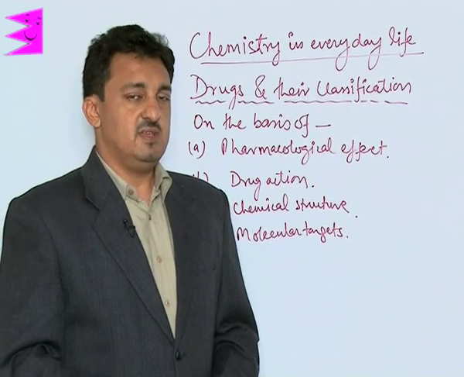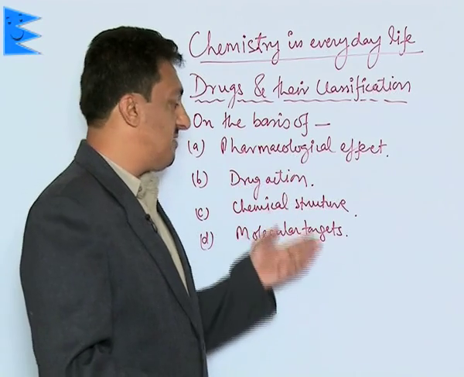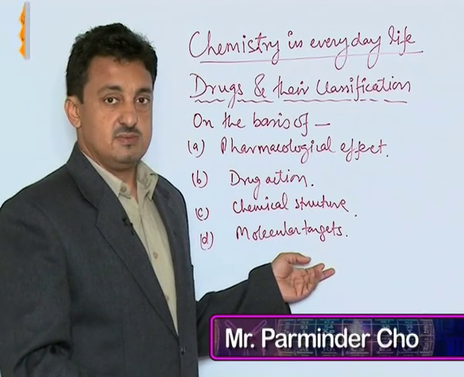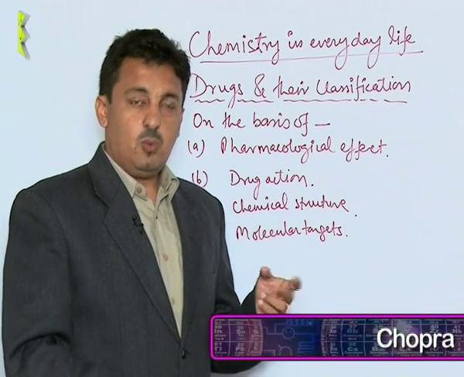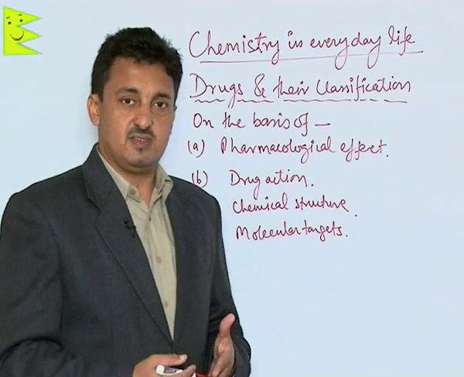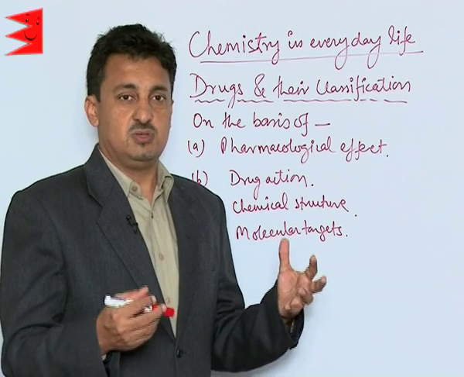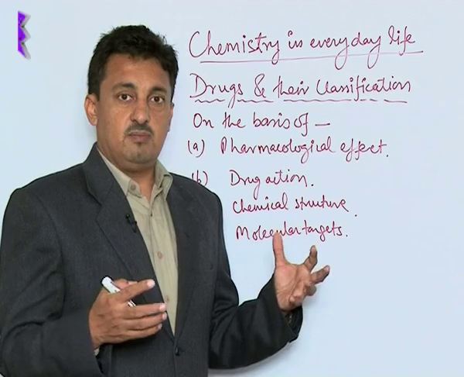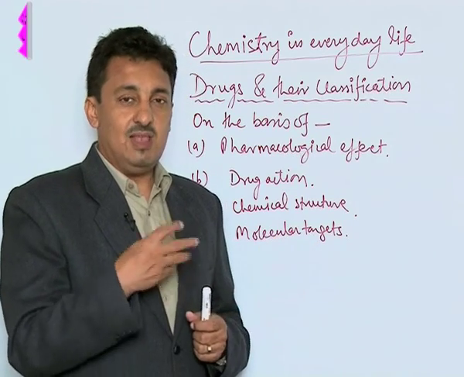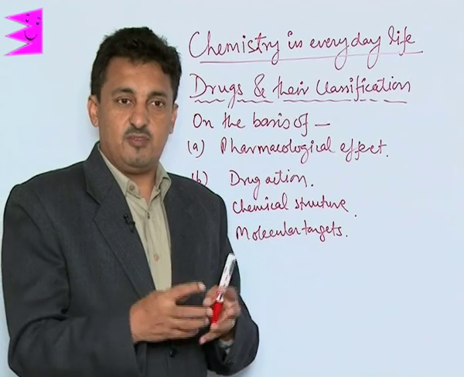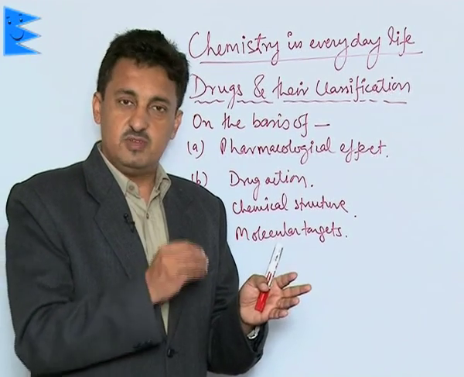Classification of drugs. Drugs are classified mainly on the basis of four parameters. The first is on the basis of pharmacological effect. What sort of effect is a drug having? This gives doctors very useful information, a very wide range. They can use those drugs for the treatment of a particular type of disease or the various types of diseases for which they can be used.